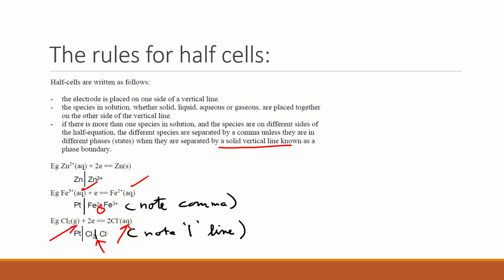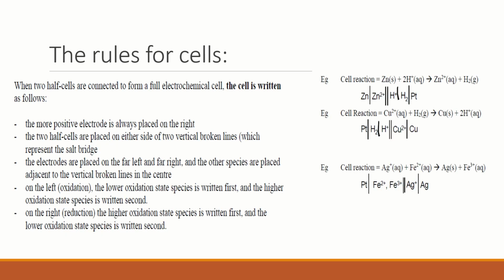So those are your half cells. You can write half cells now. Let's look at combining them into full cells. The more positive electrode is always placed on the left hand side. We looked at electrode potentials earlier, and the fact that some were positive, negative, less positive than others, more negative than others.